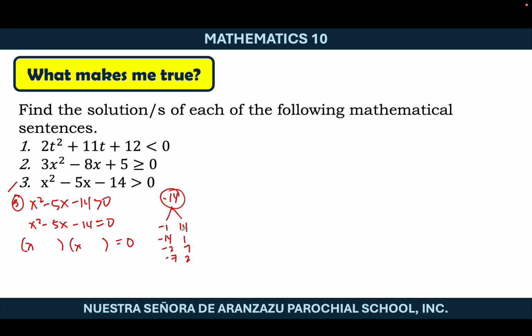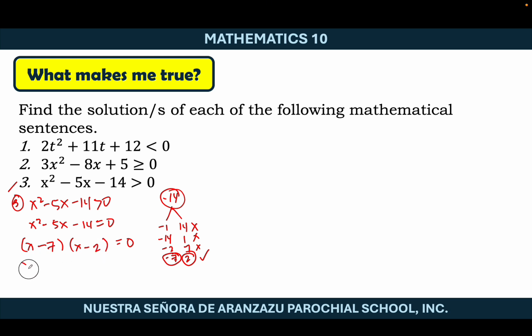So alin dyan yung merong sum na negative 5? This is not, but this one. So negative 7 and 2. Kasi negative 7 times 2 is negative 14. Negative 7 plus 2 is negative 5. So yun yung ilalagay natin dito.